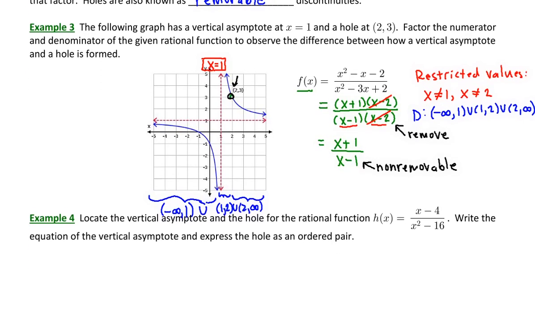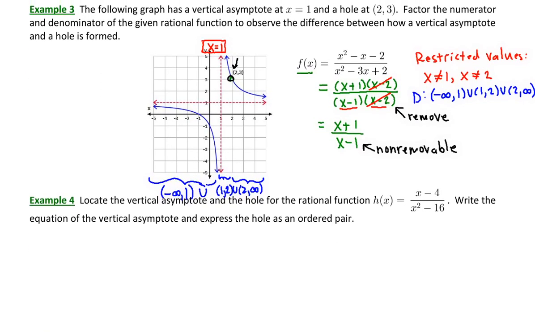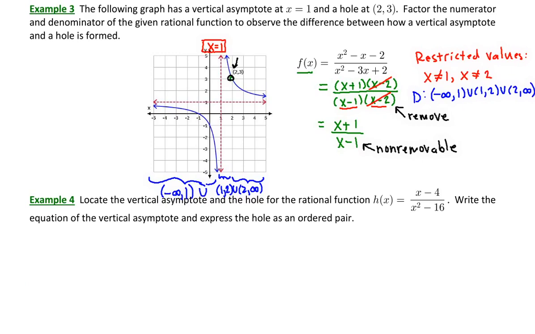Okay, we better practice that again to keep all of those details straight. So let's take a look at example 4. Locate the vertical asymptote and the hole for the rational function h of x. Write the equation of the vertical asymptote and the location of the hole, and express the hole as an ordered pair.